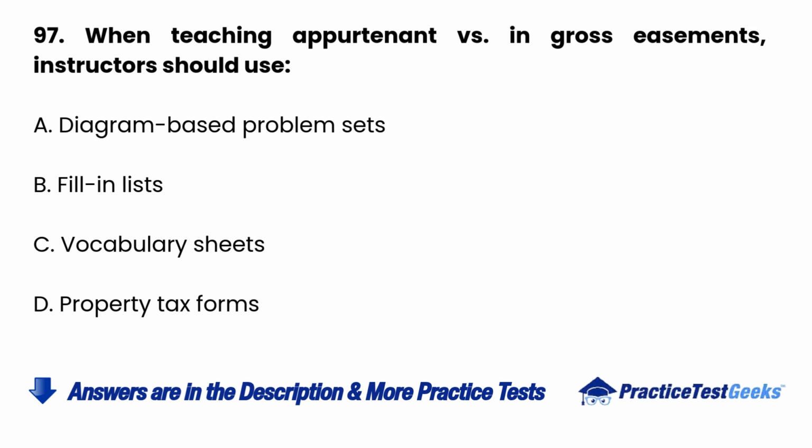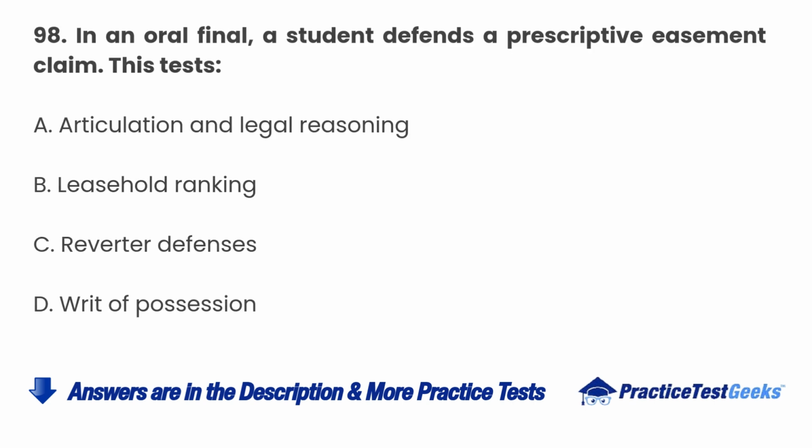Diagram-based problem sets. B. Fill-in lists. C. Vocabulary sheets. D. Property tax forms. 98. In an oral final, a student defends a prescriptive easement claim. This tests A. Articulation and legal reasoning. B. Leasehold ranking. C. Reverter defenses.